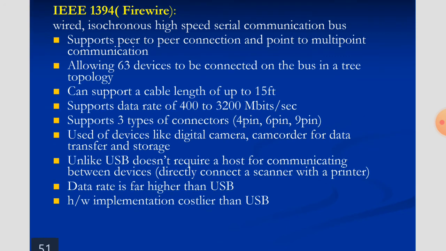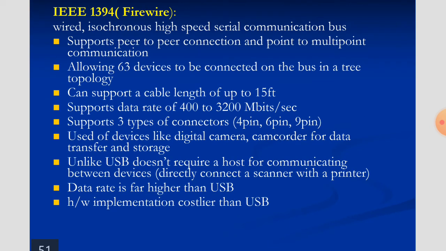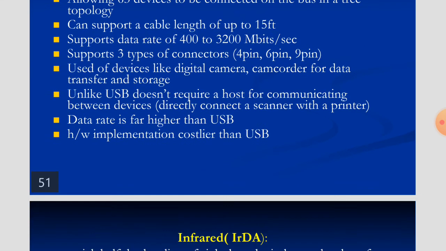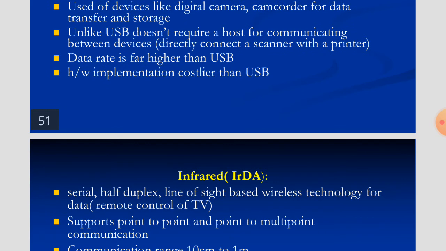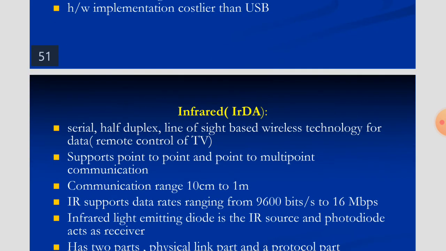Mainly IEEE 1394 is used in devices like digital cameras and camcorders for data transfer and storage. You can see the digital camera capturing the data and storing the data happens at different speeds. It depends on which type of IEEE 1394 you are using in your systems. And the data rate is far higher than USB. That is, 400 to 3200 megabits per second. Hardware implementation is more costly compared to USB.